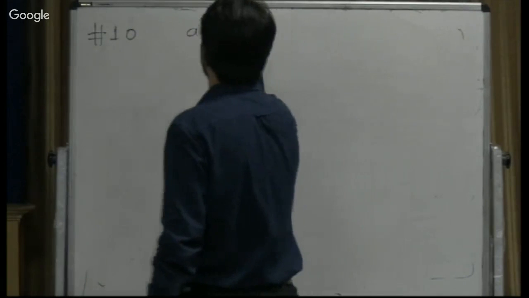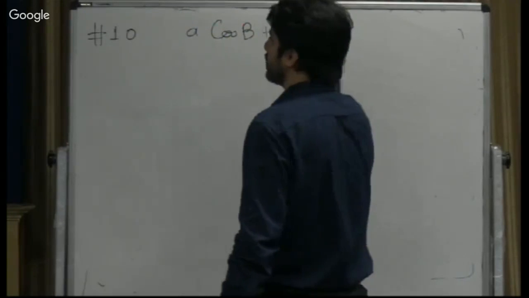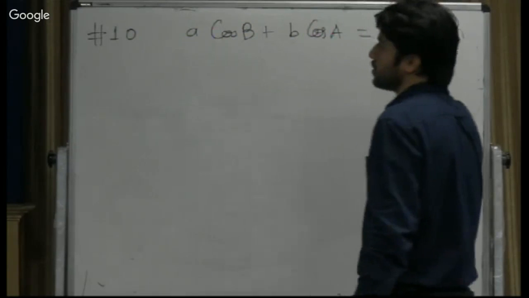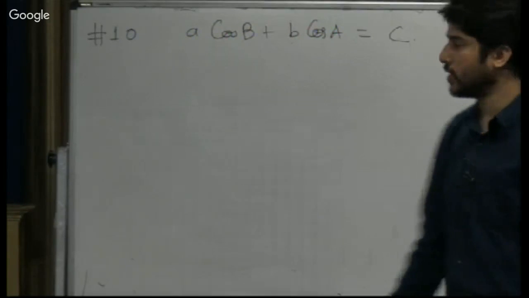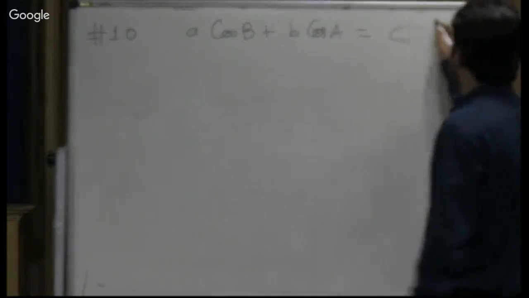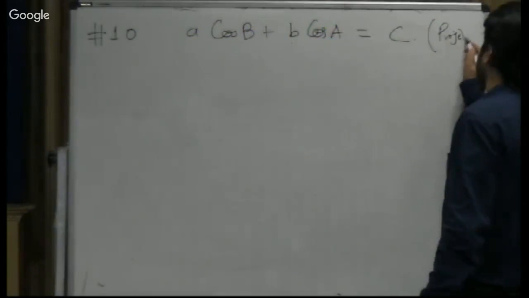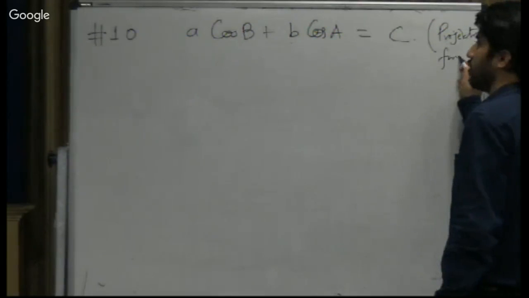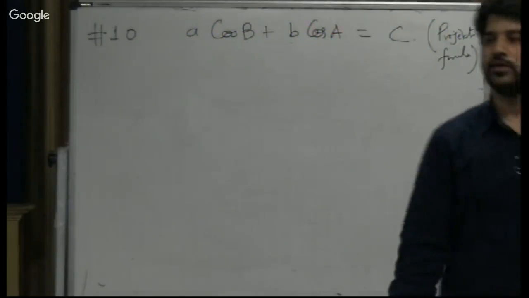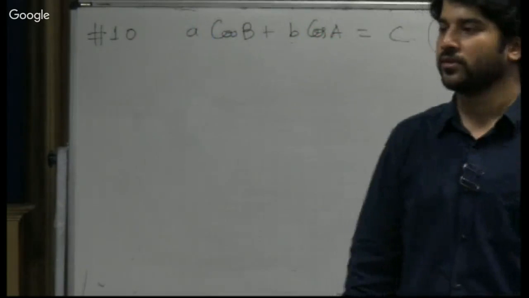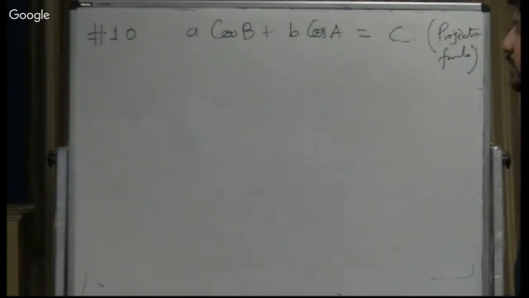Next page. Now you have to prove, this is your 10th property. Property number 10 says a cos b plus b cos a is equal to c. Okay, this property we also call the projection formula. Okay, how to prove it? It will be proved by simple projection. So just draw this.